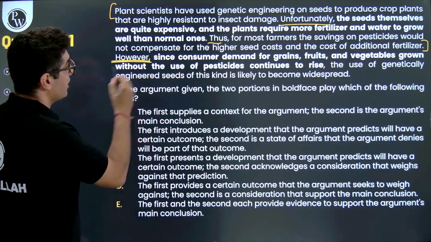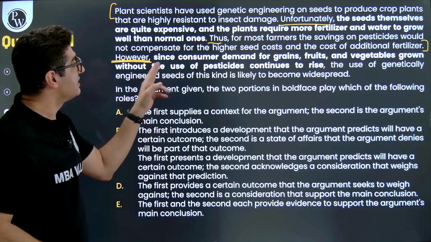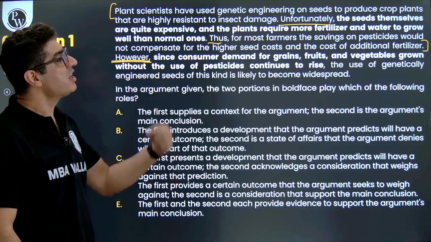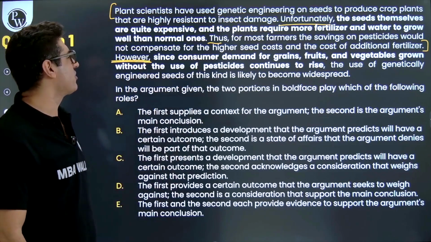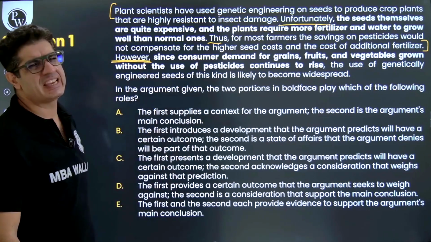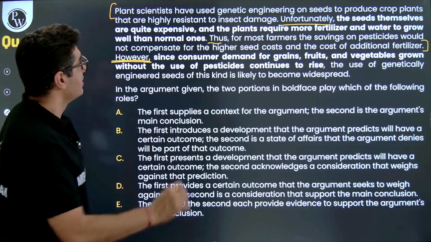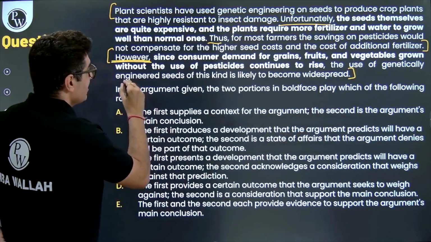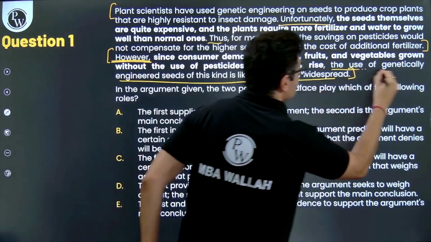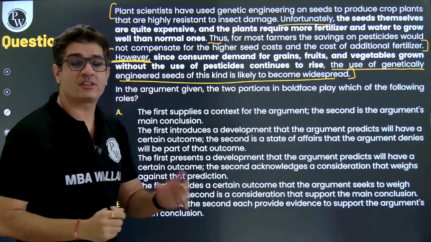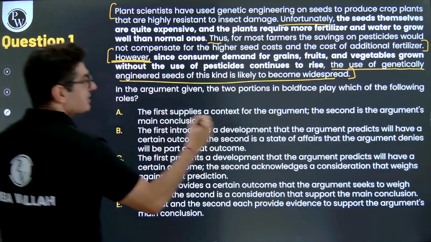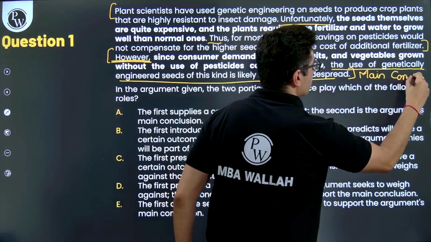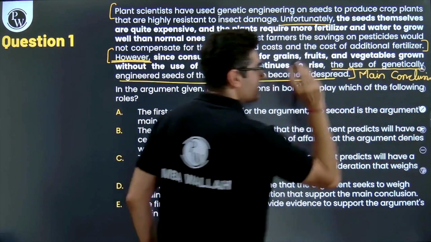However, now we know there is a contradiction coming in. Since consumer demand for grains, fruits, and vegetables grown without the use of pesticides continues to rise, the use of genetically engineered seeds of this kind is likely to become widespread. Now you notice, this is another argument, and this is the conclusion of this other argument, and that is the author's main point. So I can say that this is your main conclusion. Fair enough?